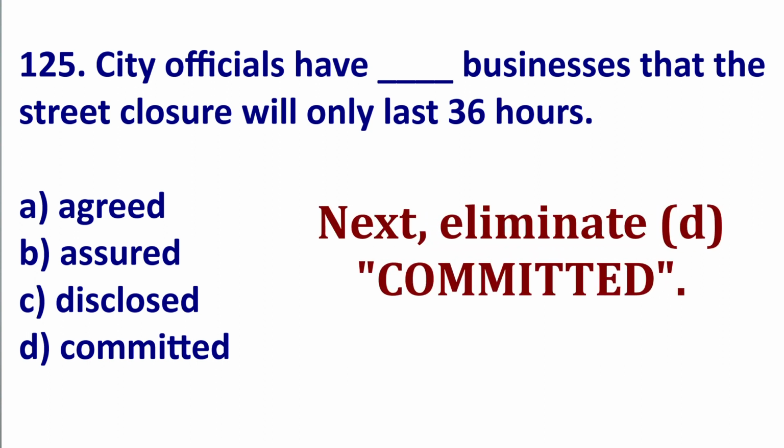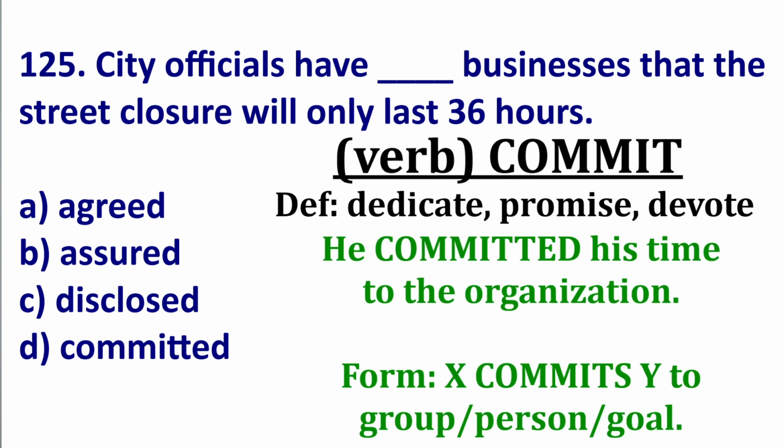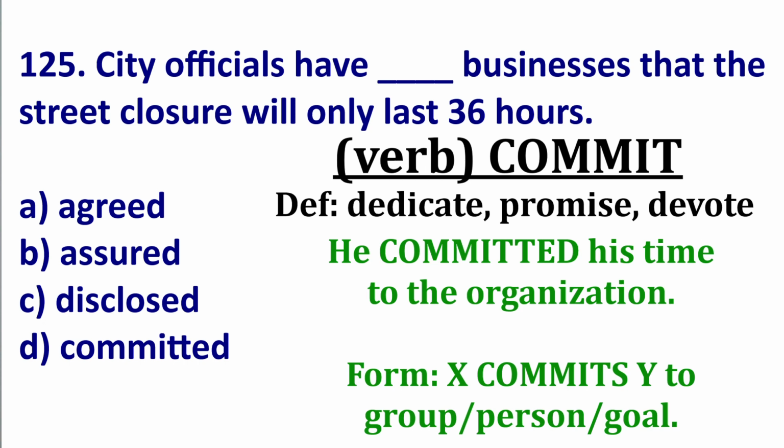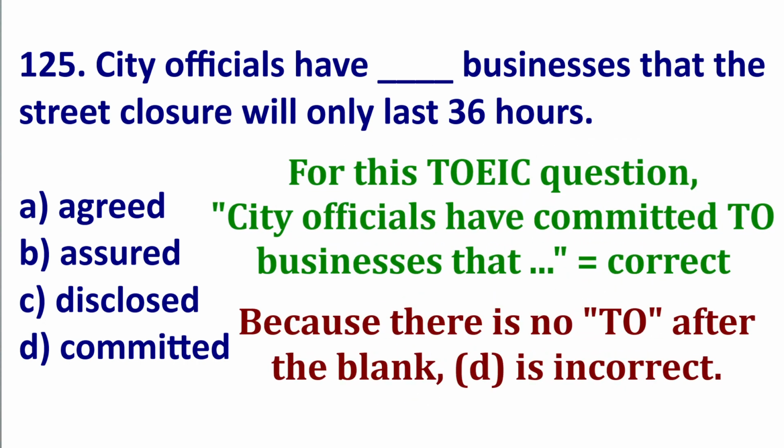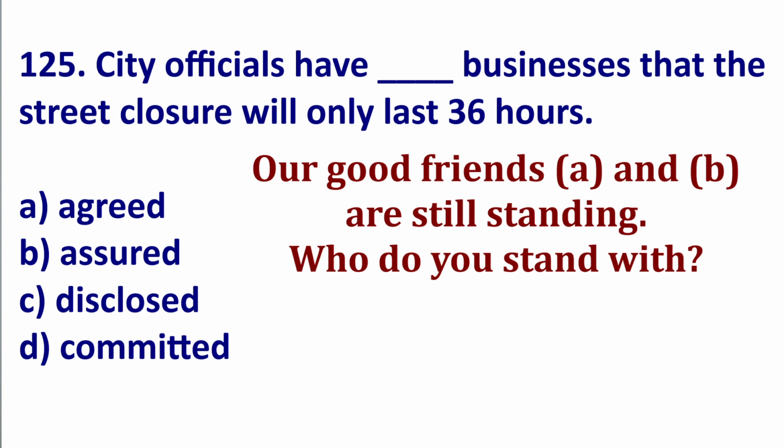So next, let's look at committed. Committed is to promise. For example, he committed his time to the organization. So usually somebody commits something to someone. Once again, we do not have to. So if it said city officials have committed to businesses that the street closure will last only 36 hours, that would be okay. But we don't have the to before businesses. So now we have A and B.